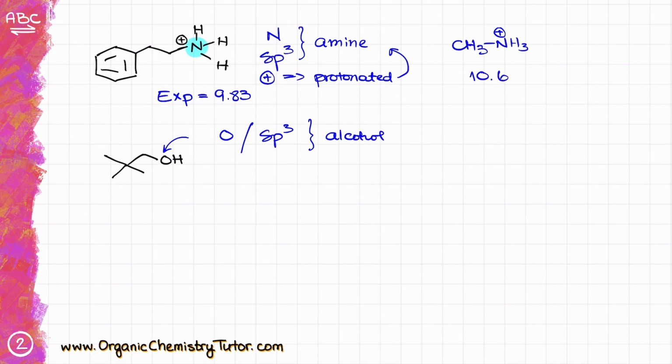Now, the alcohols have pKa values somewhere around 16 to about 18, and primary alcohols are roughly 16, secondary alcohols are about 17, and tertiary alcohols are about 18. So this is a primary alcohol, so I would expect the pKa value for that one to be somewhere around 16. So if I needed to estimate that value, I would say it's about 16. Now, the experimental value for this one is roughly 15. So again, while we didn't hit the nail on the head, we are close enough.